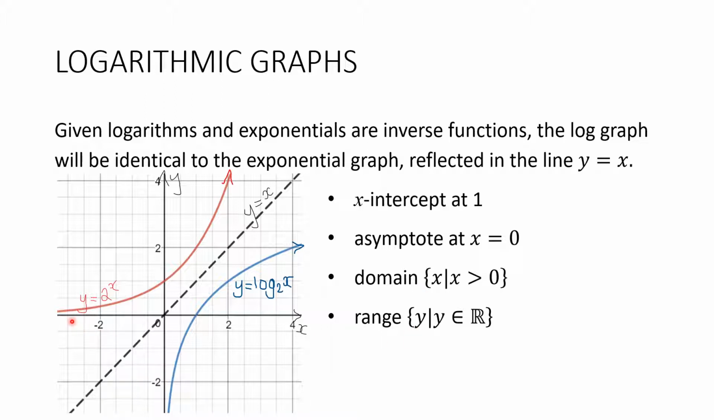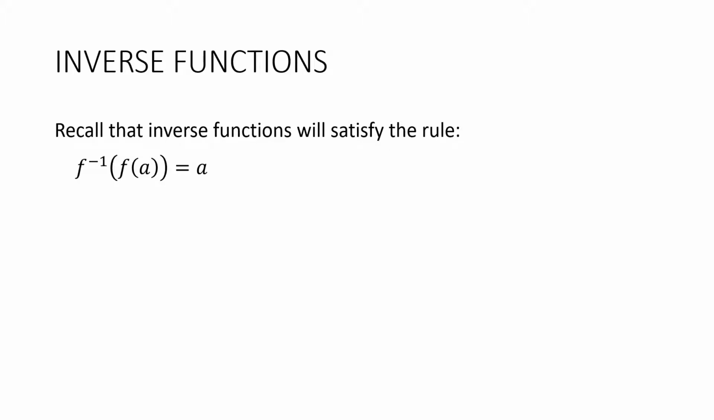Let's have a look at these two. So the domain for y equals 2 to the x was all real x. That's become the range for log. And the range for y equals 2 to the x was y is greater than 0. That's become the domain for y equals log base 2 of x. Now recall that inverse functions will satisfy this rule. So basically what this means is that I take a constant, say a, substitute it into the function, take the output of that function and substitute it into the inverse, and I should end up back where I started.